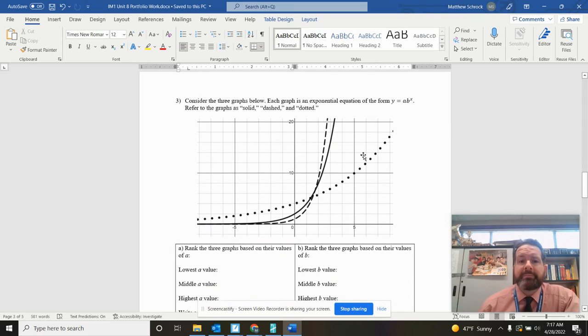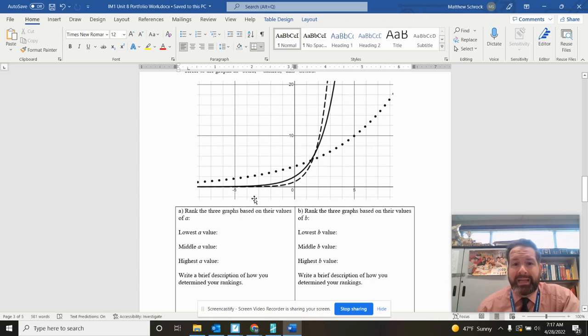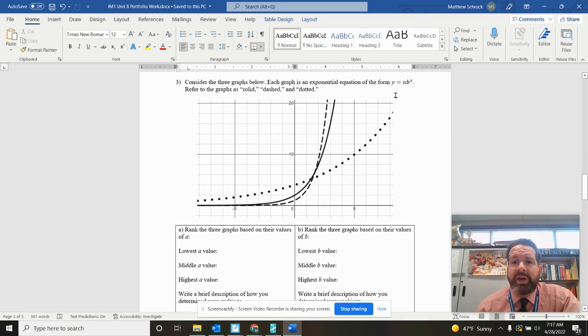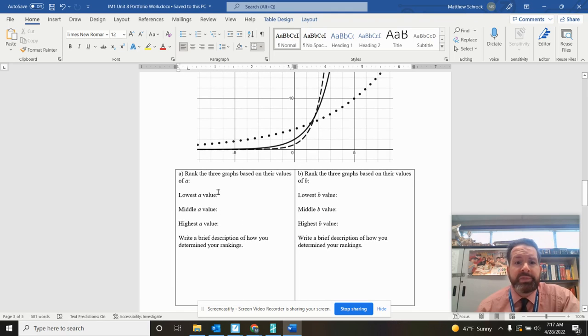For number 3, you are to rank these graphs. So there's the dotted one, the dashed one, and the solid one, based on what their A and B values are. So in part A, you rank the A's. So you'll write here either solid, dashed, or dotted in each of those spaces, and then a description of your reasoning. Over here, same thing.